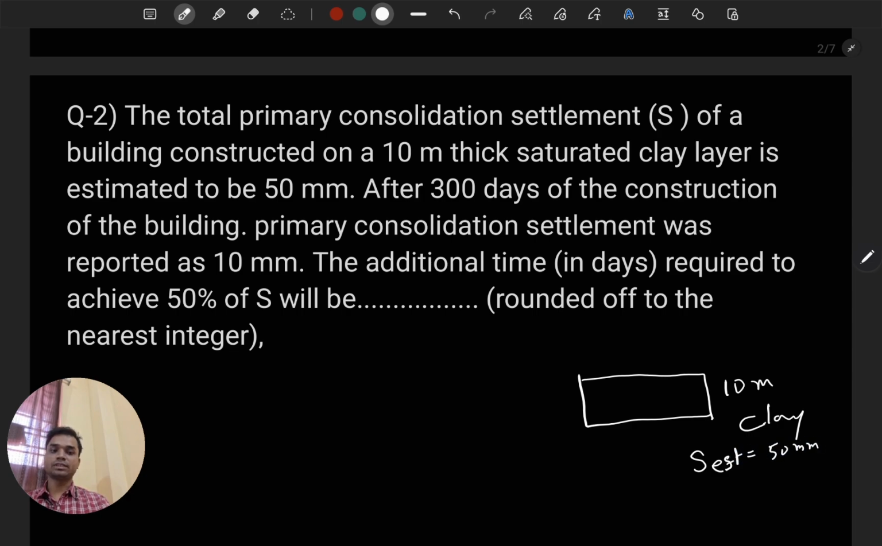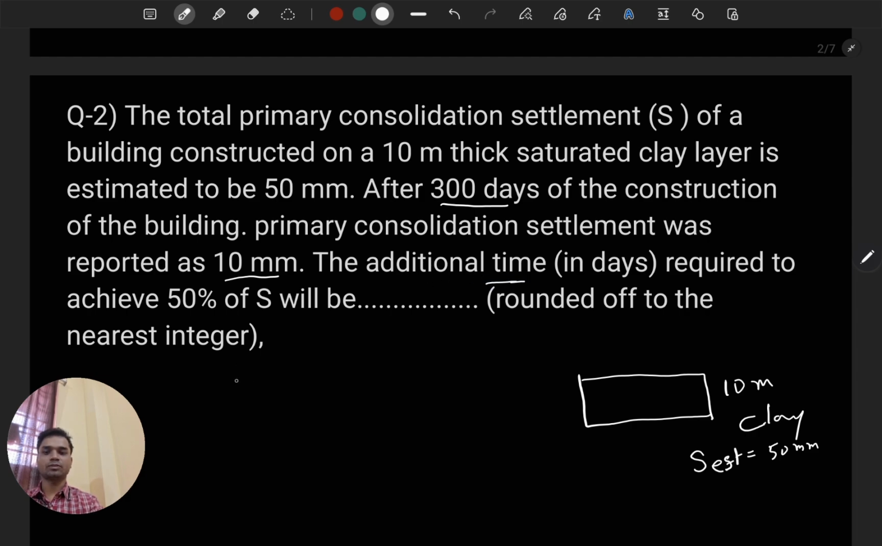After 300 days of the consolidation of the building, the primary settlement was reported to be 10 mm. The additional time required to reach 50% settlement is asked. Okay, this is a consolidation settlement time problem. Then we are looking for the additional time.